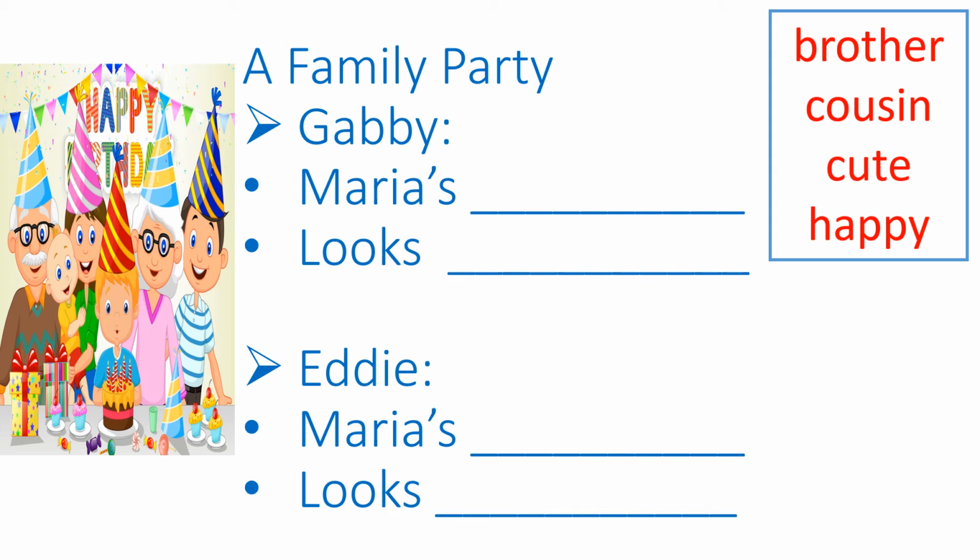A. Listen and write notes. Thanks for coming to the party, Carlos. You're welcome, Maria. We are getting ready to eat cake. Who is the girl next to your grandmother? She looks happy. That is my cousin Gabby. It is her birthday. Who is the boy near Gabby? He looks cute. That is my brother Eddie. He is 4 years old.